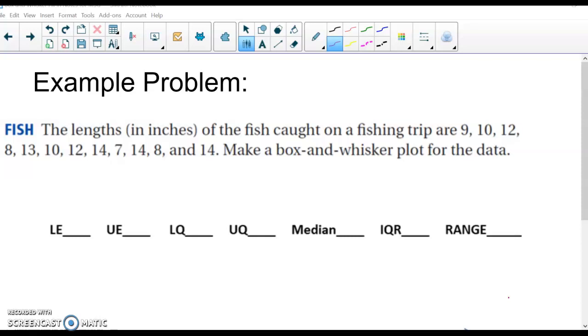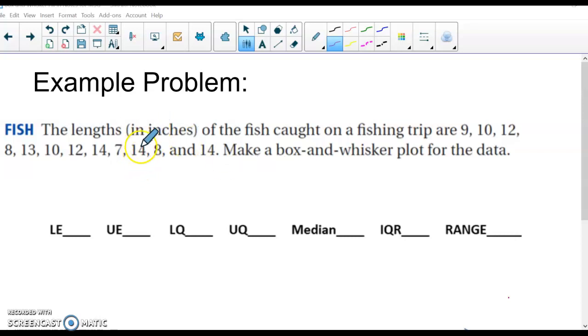Okay, so this is our box plot example problem that was at the end of the video from yesterday that you guys had to do on your own. We are looking at lengths of fish in inches on the fishing trip. The first thing we need to do when we are doing a box plot is order the data from least to greatest. This is a must, because we are finding median. And anytime we're finding median, we have to have the data ordered.